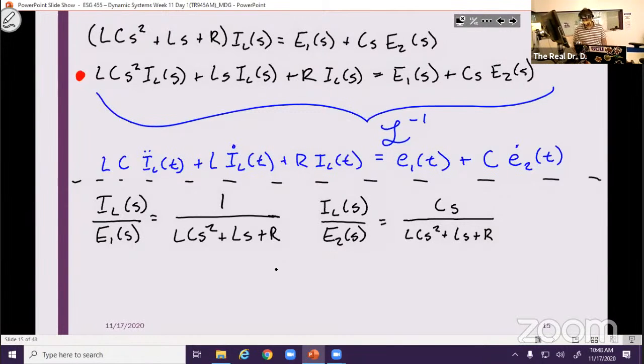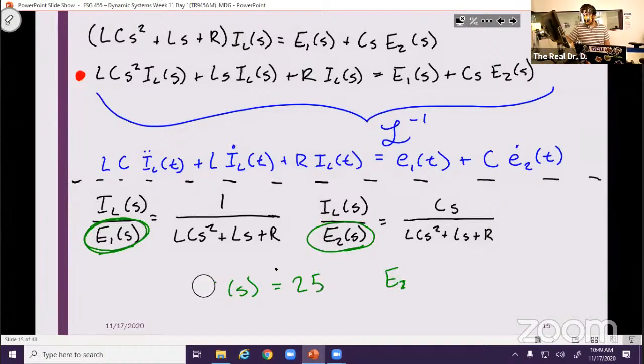Important note about the transfer function. I said it last class, I said it at the beginning of class, and I'm going to say it again now. When you find the transfer function, leave it general. And what does that mean? Leave your input general. Even if I was told at the beginning that E1 is a step of 25 and E2, even if I was told at the beginning that this is a ramp.